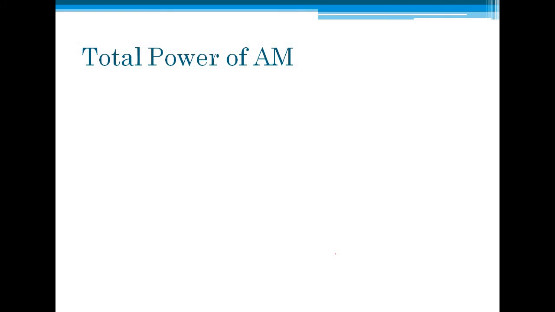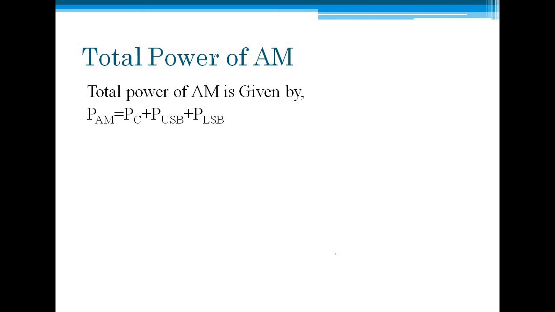Now whenever we are transferring a signal over a longer distance, we have to find out the power. So the power of an AM signal is given by 3 parameters. AM signal is made up of 3 basic parameters. First one is a carrier signal, second one is an upper sideband, and third one is a lower sideband. So to find out the total power, we have to consider the power of a carrier, power of an upper sideband, and the power of a lower sideband.